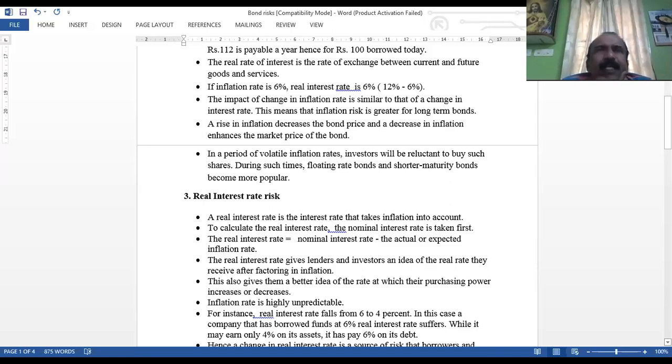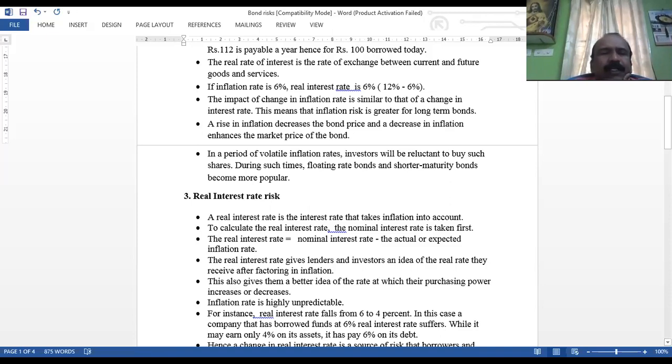In a period of highly fluctuating interest rates, investors should prefer floating rate bonds, or shorter maturity bonds, because inflation has a greater impact on these prices.